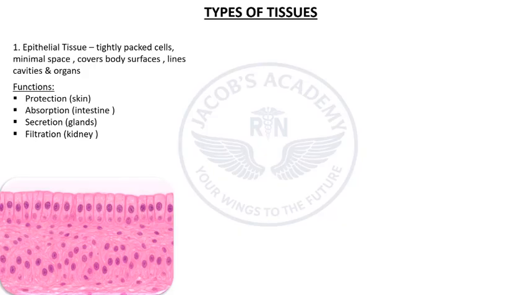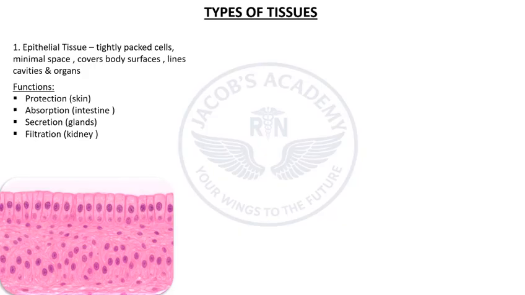Now let's move into the most important part of today's session. The four main types of tissues in the human body. Each tissue type has a unique structure and function, and together they form all the organs and systems of the body. So in that, first we will see epithelial tissue.